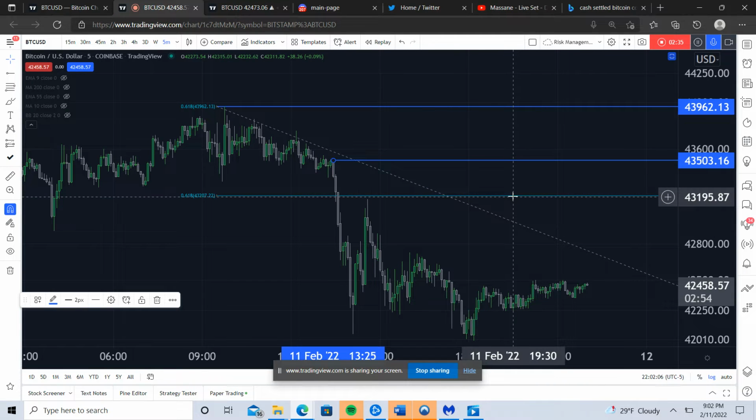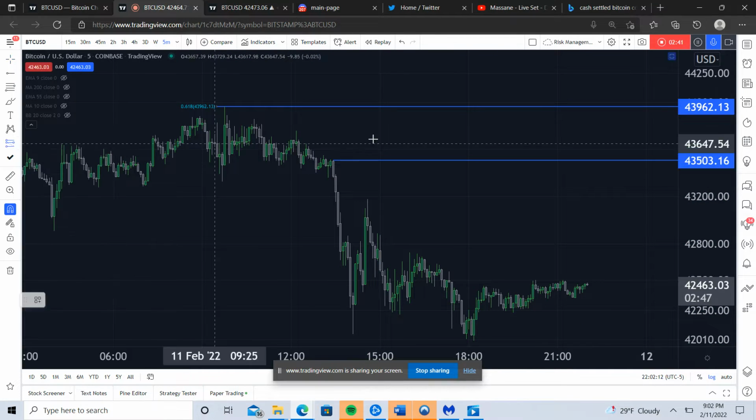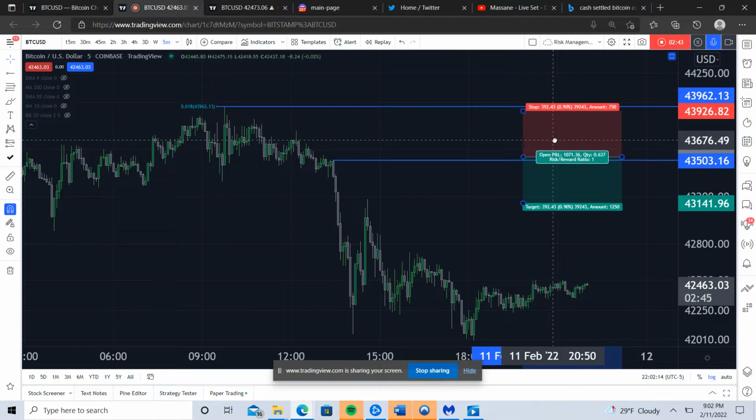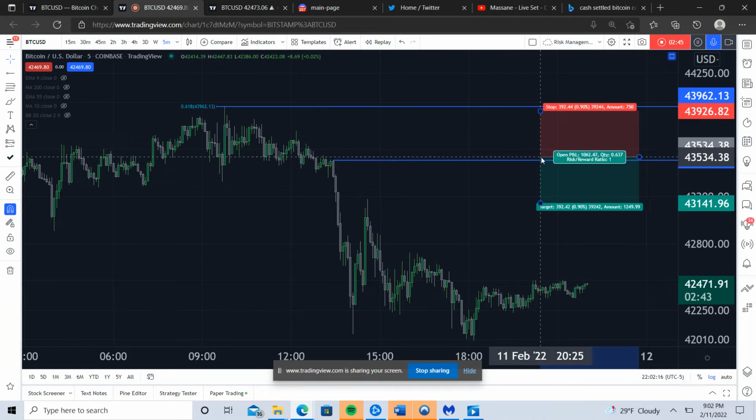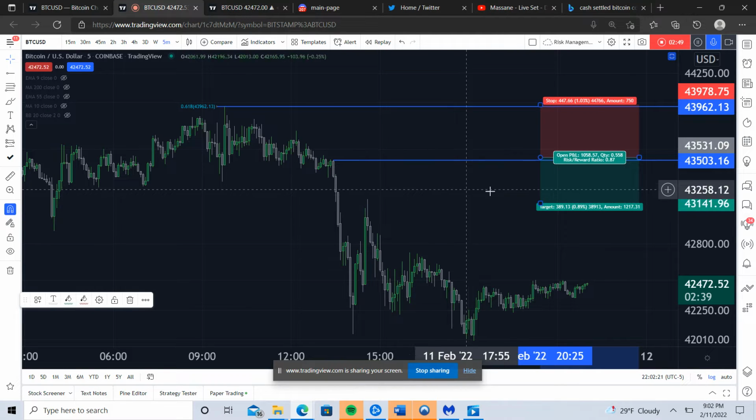So let's pull this off the chart and set up our short position. We got our short right here, validation over there.